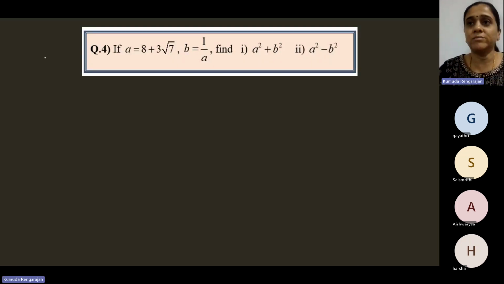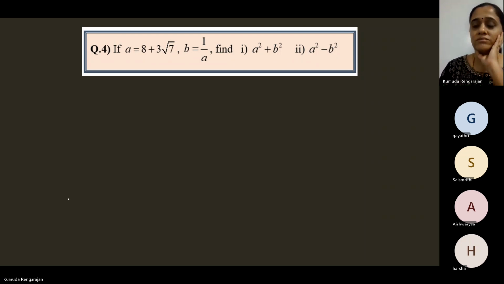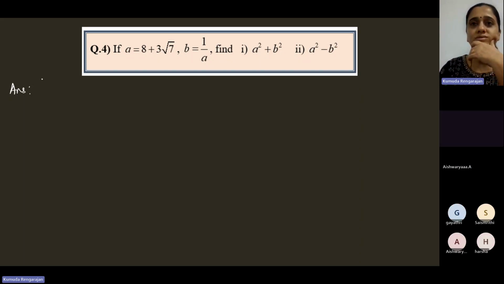I hope you remember I had mentioned a test. So this is the question. This is a test question. Mark this. If A is equal to 8 plus 3 root 7 and B is equal to 1 by A, find A square plus B square. Write down the question.